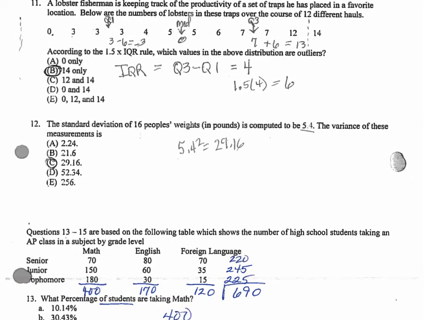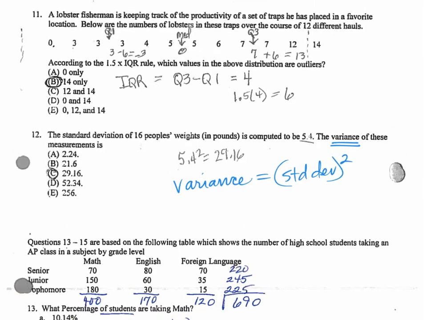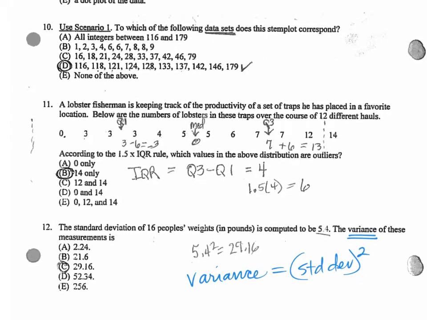Number 12. What is the definition of variance? Very good. Variance is standard deviation squared. So that's why it is 29.16. Number 11 is also a problem where you are straight up seeing if you can compute the fences. Your IQR is 4. So here is Q3 plus 1.5 IQRs puts your fence at 13. So 14 is an upper outlier. Q1 minus 1.5 IQRs puts your lower fence at -3. So there is no lower outliers. So 14 only is the outlier.